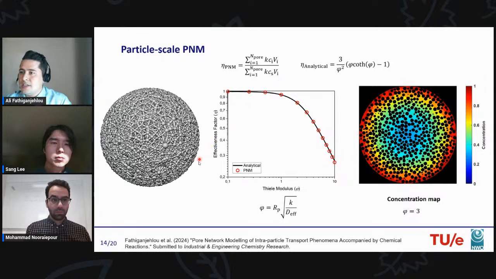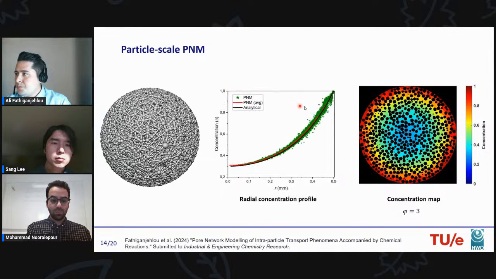For a special case of first order reaction, vacuum diffusion, and fully exposed particle, there is an analytical solution. And we calibrated our particle scale PNM with the analytical solution. Here you can see the radial concentration profile inside the particle and the comparison with the one obtained from the analytical solution. We can see that there's a really nice match between the concentration profile from PNM and the one from the analytical solution.